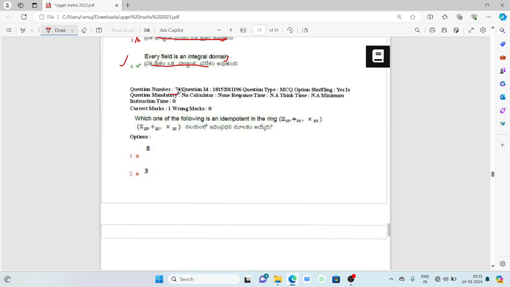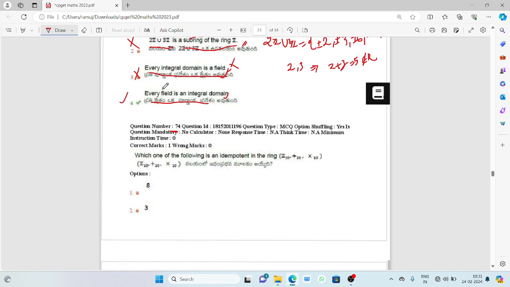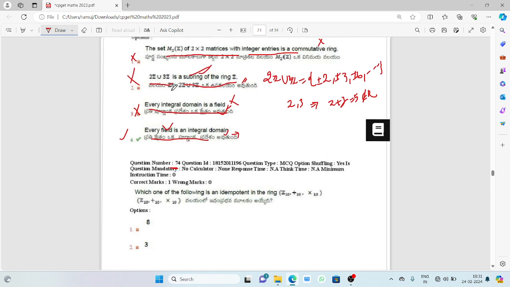So for the 74th question, every field is an integral domain, which means every ring is commutative with unity. So it is satisfying the field: every non-zero element has a multiplicative inverse. So if every element satisfies that condition, then we can say clearly that it is an integral domain. So that's why this condition is satisfied.